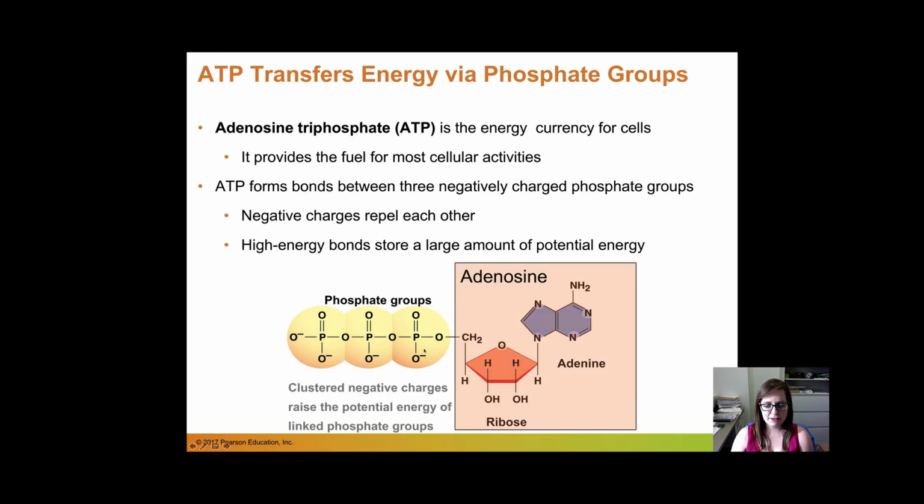And so what is ATP? ATP is made up of an adenosine, which has a ribose and an adenine. We've talked a little bit about these, we talked about nucleotides, and then we have our high energy bonds and our phosphate groups. So this is ATP.